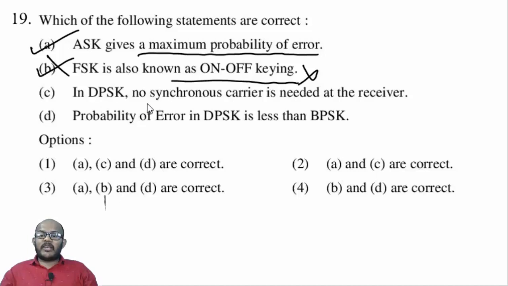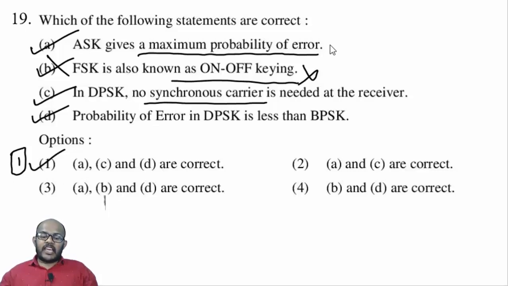In the case of DPSK, you don't require synchronization. Yes, you don't require synchronization. So circuit complexity is less. Probability of error in the case of DPSK is less than BPSK. This is also a true statement. The corresponding option that is going to follow is option 1 is correct.